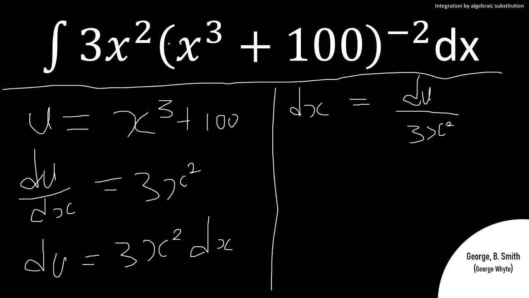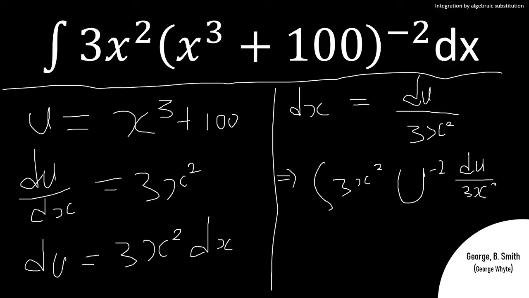So you substitute into this expression now. What you're going to have, this implies that you'll be having 3 times x squared times everything here is u, so we are going to raise u to the power of minus 2. In place of dx, I have du all over 3x squared. So 3x squared and 3x squared will cancel.